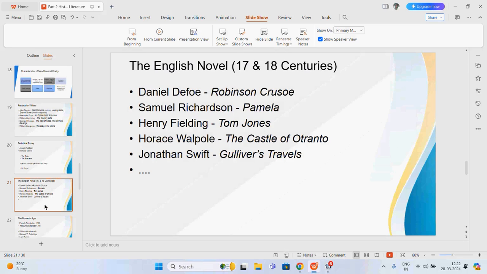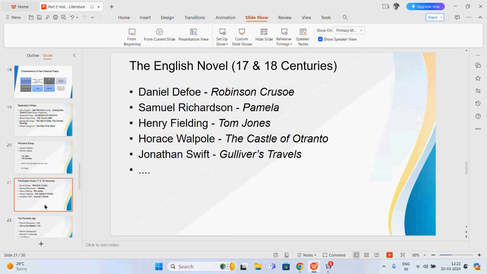In the history of English literature, the English novel plays a very important role. What you see on your screen is not comprehensive, exhaustive. This is just a sample piece given there. We have novelists of the 17th and the 18th century. Daniel Defoe, famous for Robinson Crusoe. Most of you might have read some of these works. They are very, very commonly read works, very popular also.